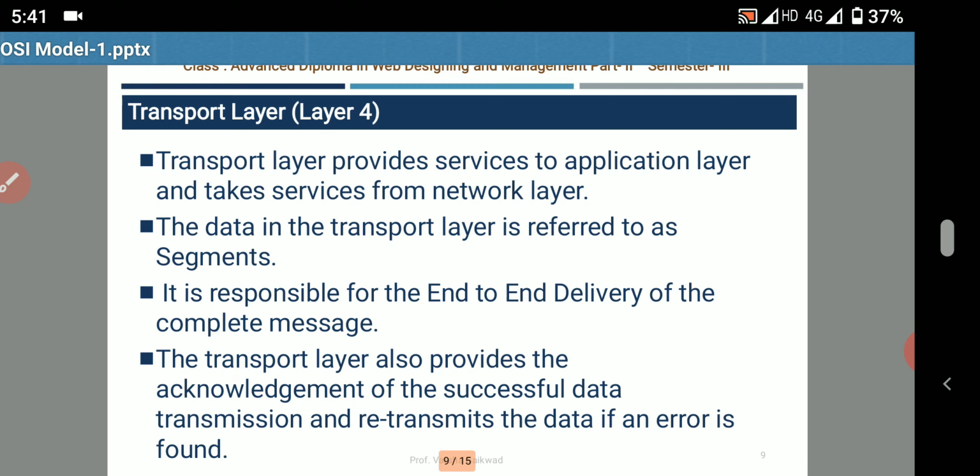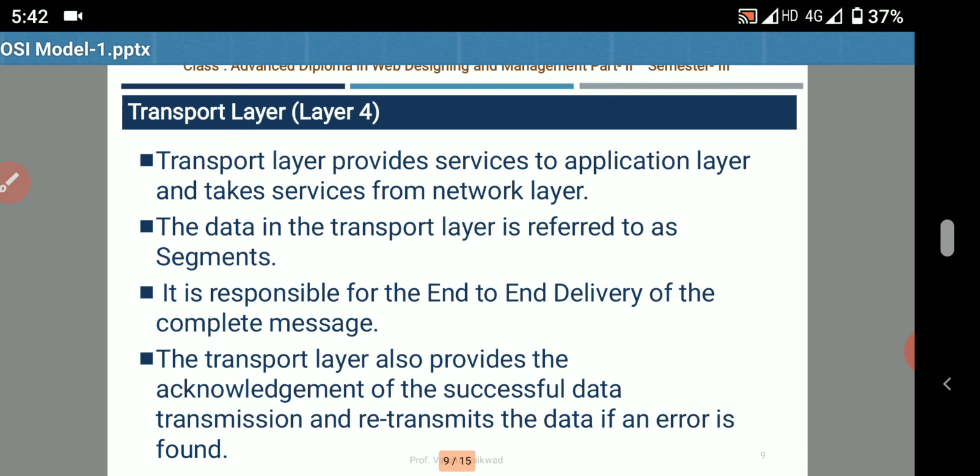Okay, I would like to tell you the protocols used at transport layer. These are very important protocols which are used for the communication purpose. So the protocols are TCP and UDP. TCP is transmission control protocol and UDP is user datagram protocol. So TCP is connection oriented, UDP is connectionless.